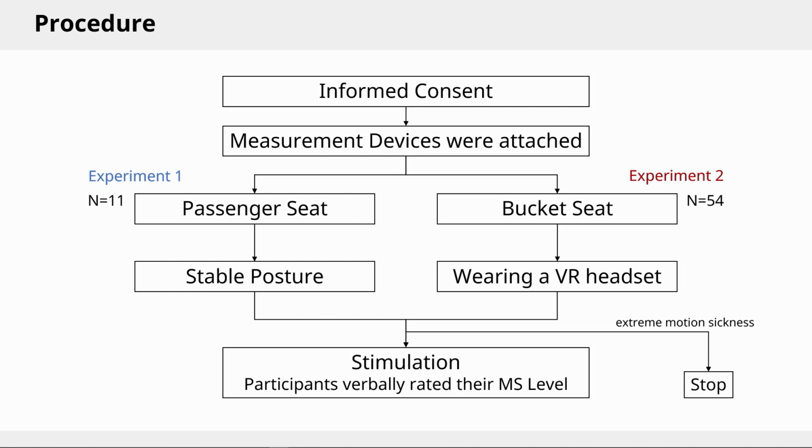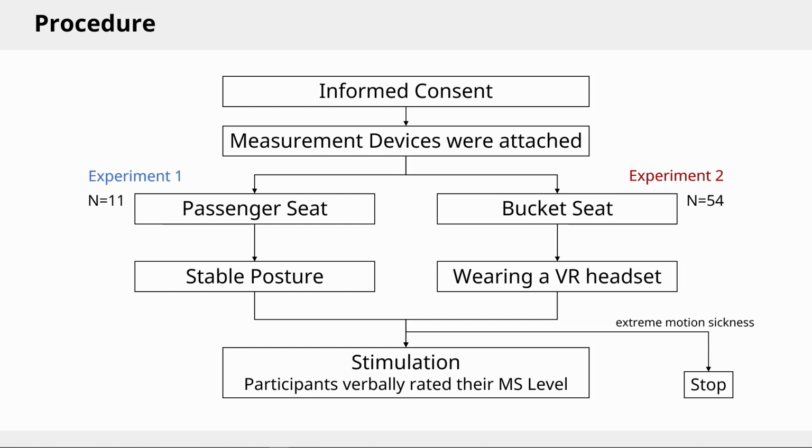First, we explained the purpose of the experiment and informed consent was obtained. Then the various devices were attached for measurement purposes. In experiment 1, the participants were asked to sit in the passenger seat. To ensure stable measurement and posture, they placed their left hand on a jig and lightly gripped the door handle with their right hand. In experiment 2, the participants were asked to sit in the bucket seat.